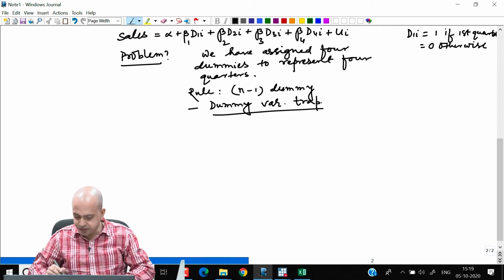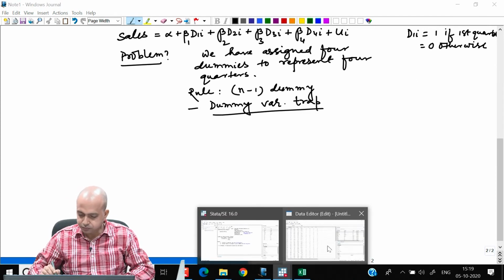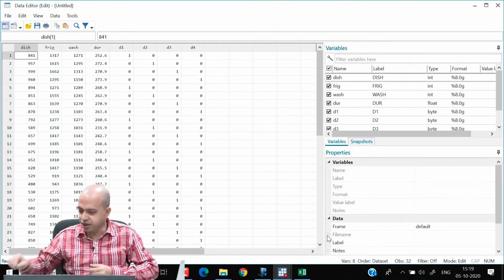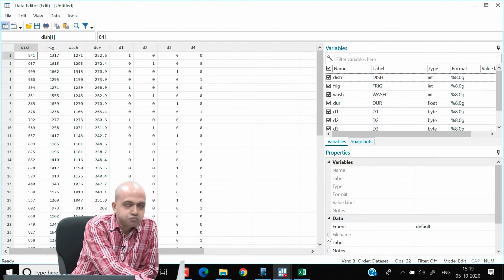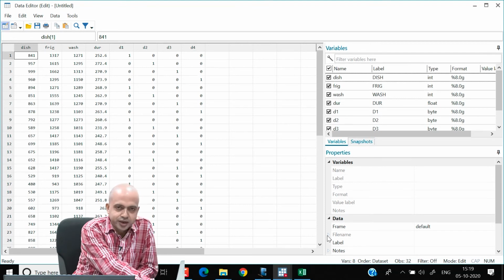So look at the data set. This is our data. So we have quarterly data. So in each year we have 4 data points, right? 4 data points. And see here, this means dishwasher sale 841, all in thousands.